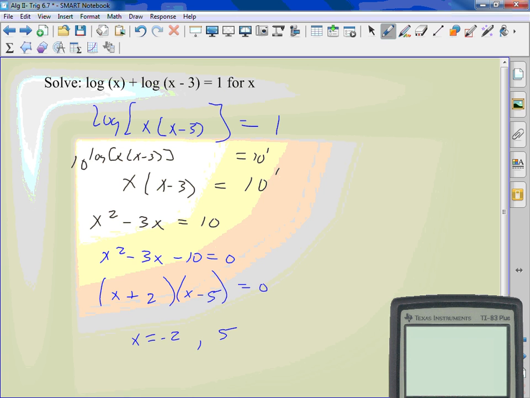What do I have to do for any logarithm problem? Check to see if they work. Okay, negative 2. Can I put the log of negative 2? No. Just to check the other one, can I take the log of 5? What's 5 minus 3? Does it work fine? The only answer really is 5.